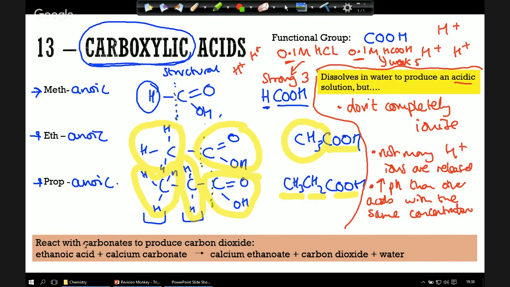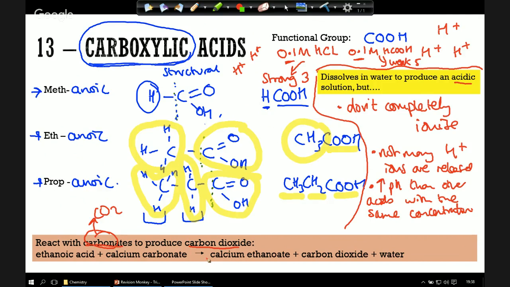Finally then, the carboxylic acids react with carbonates to produce carbon dioxide. So basically they're saying that just like any other acid, they will react with carbonates and produce that carbon dioxide. If you ever see that word carbonate, circle the word carbon and think to yourself straight away, carbon dioxide.